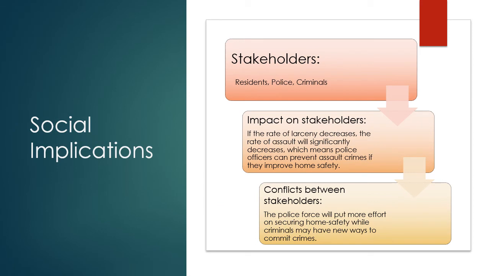Here's the social impact for this project. The stakeholders in this case are the residents, police, and the criminals. The impact of our question on stakeholders is that if the rate of larceny decreases, the rate of assault will significantly decrease, which means police officers can prevent assault crimes if they improve home safety.